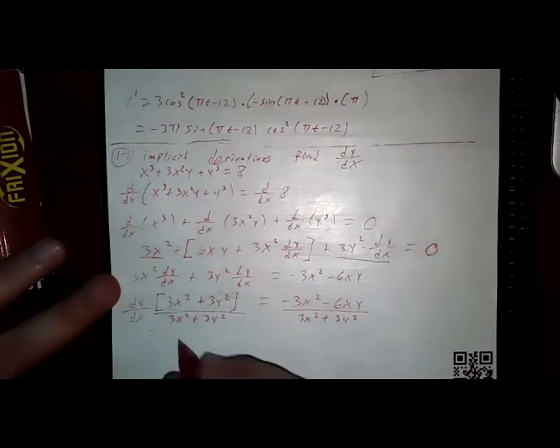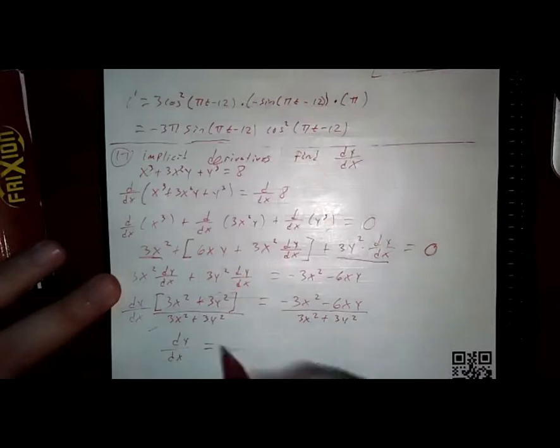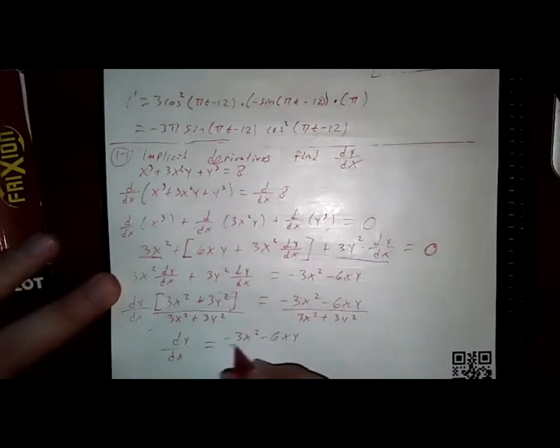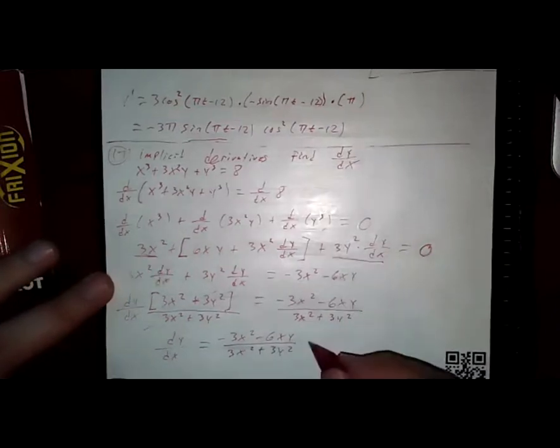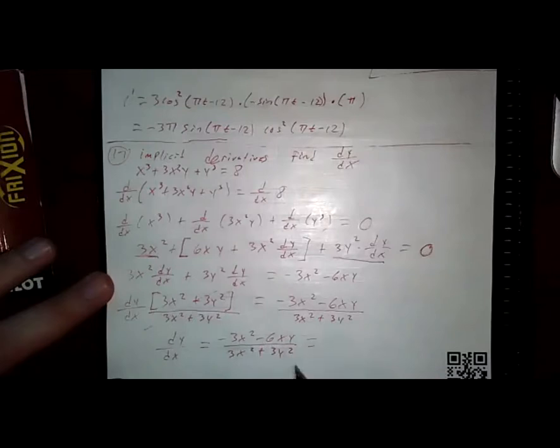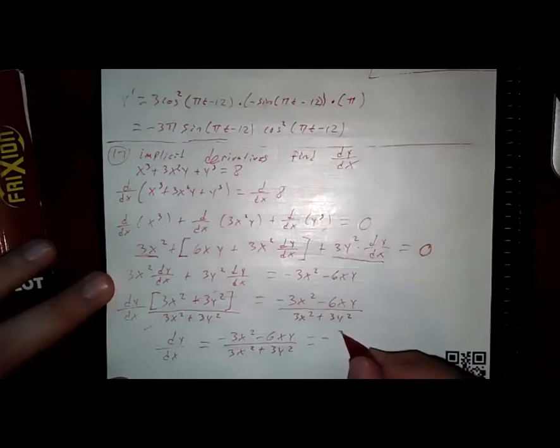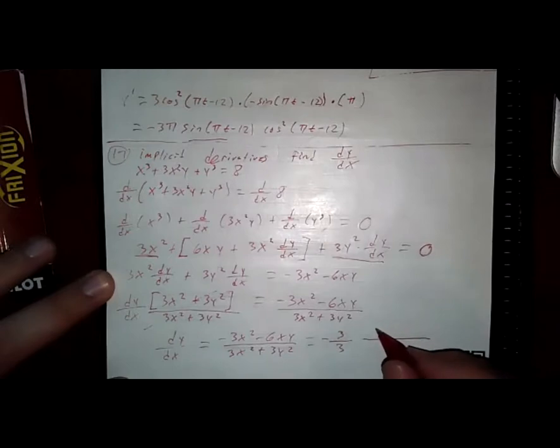So finally that's gone. So dy/dx is equal to this quotient on the right. That'll be negative 3x squared minus 6xy over 3x squared plus 3y squared. You could factor out a negative 3 on top and bottom if you wanted to. So I could pull out a minus 3 and a 3 from the entire thing, leaving me with this.